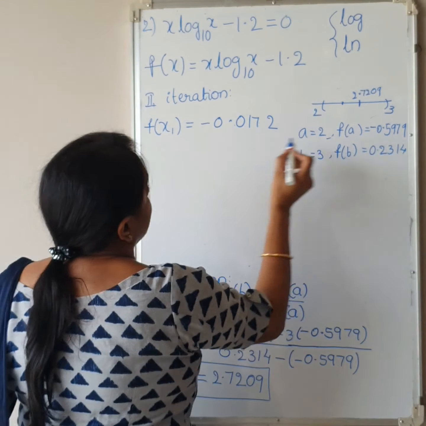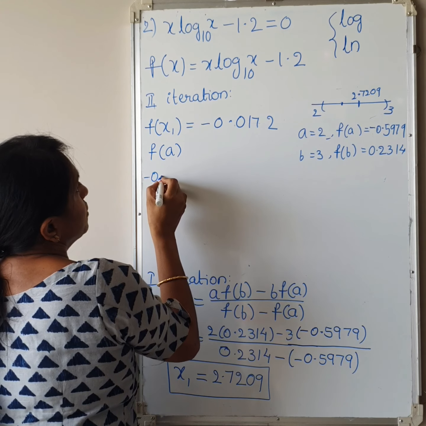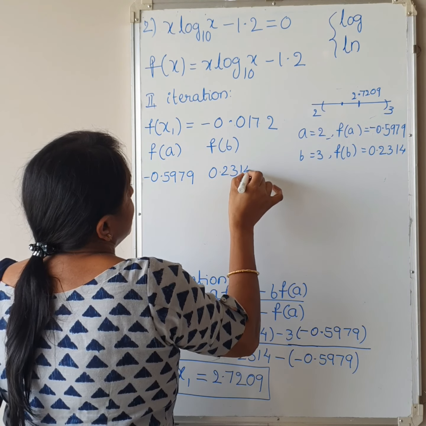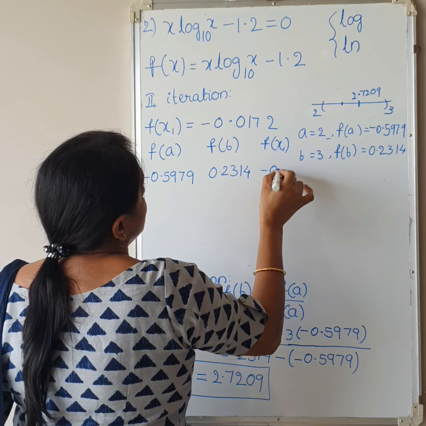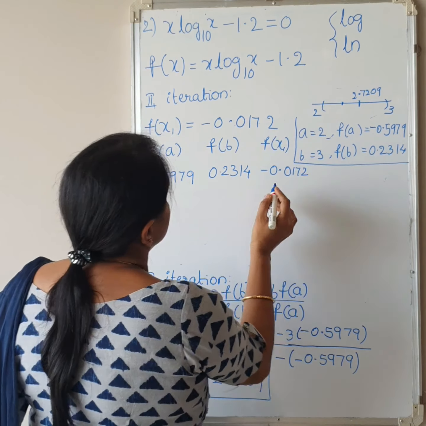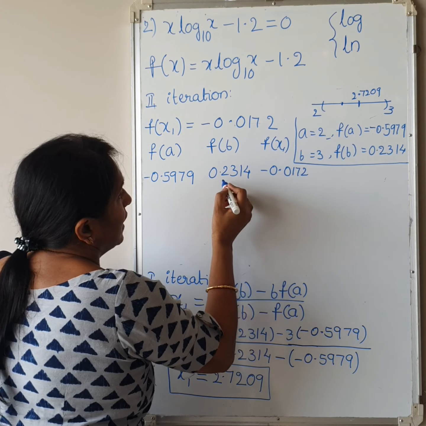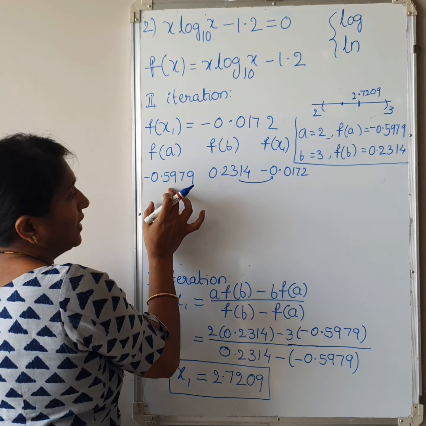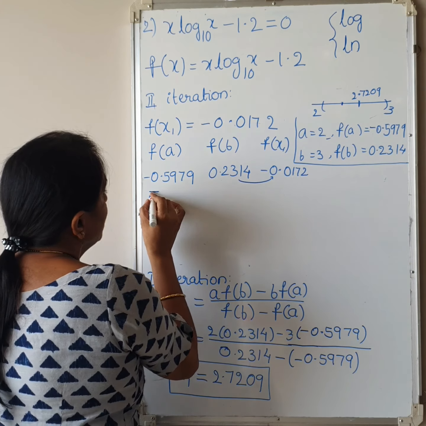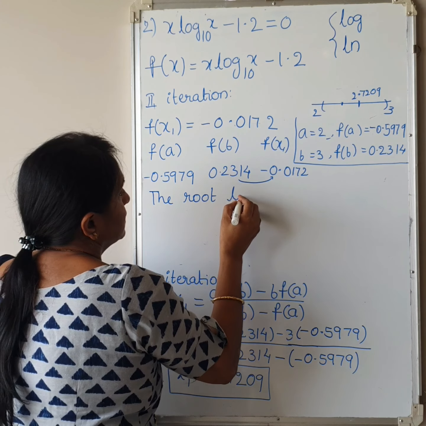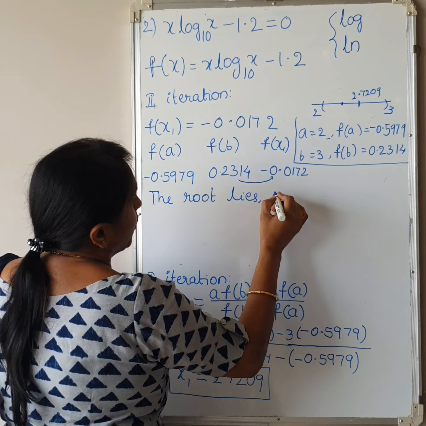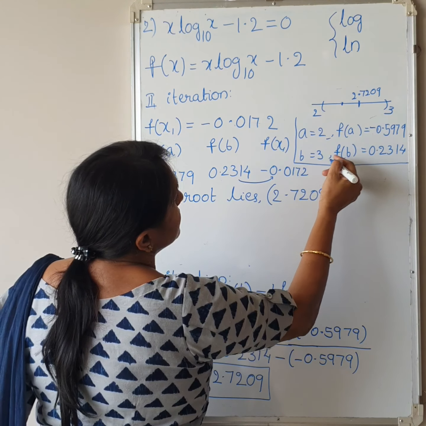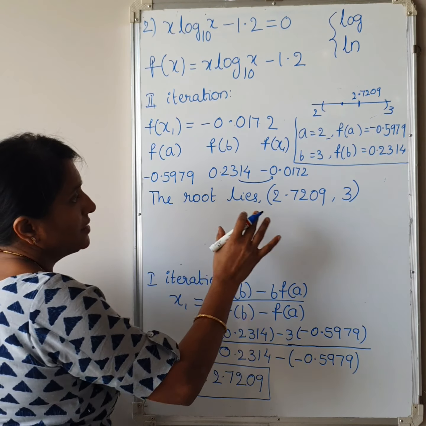What is A? A is 2. f of A is minus 0.5979 and f of B is 0.2314. f of x1 is minus 0.0172. Just observe this. This is our f of x1 and this one is positive. So we can consider this as the interval. So root lies between x1 and B. You cannot take this, as I have explained. Therefore the root lies in the interval with x1 as 2.7209 and B equal to 3. This is our second interval.